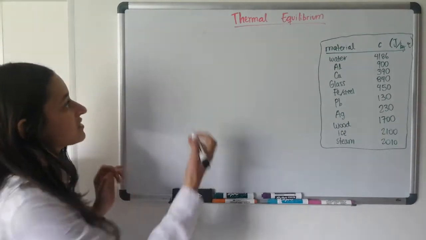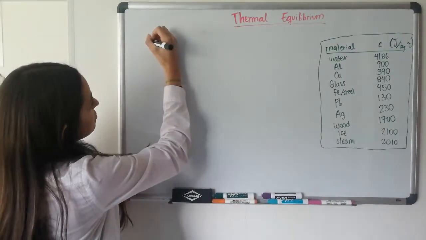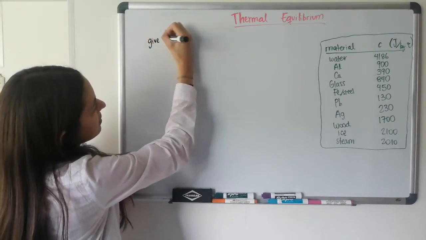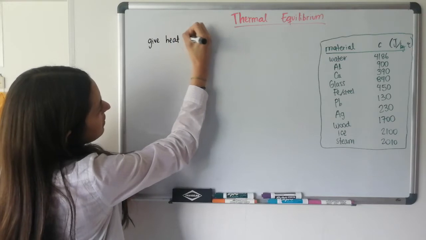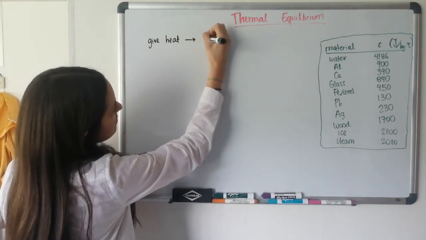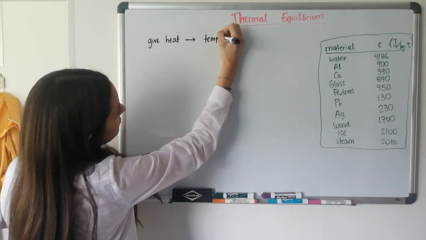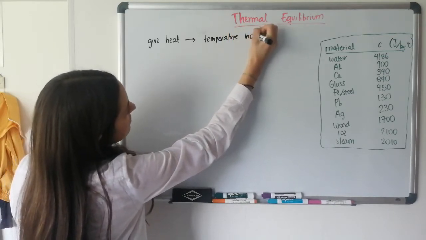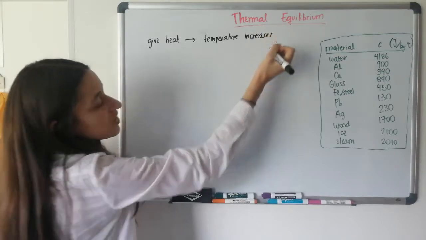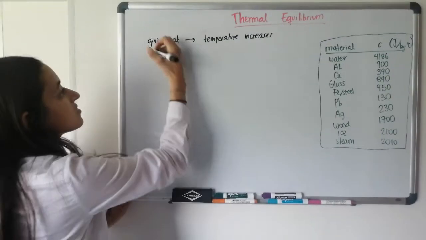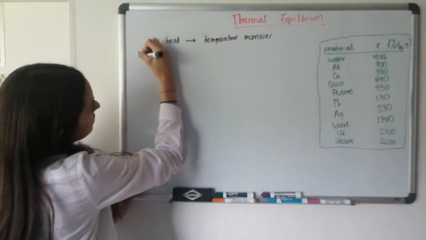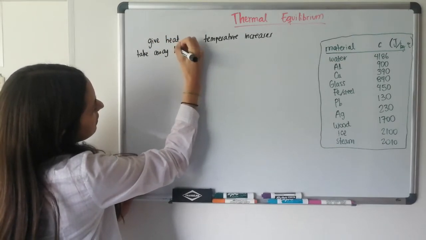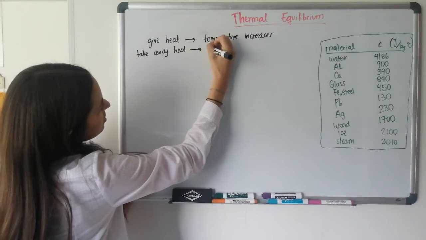So what we know is that if you put heat into something, so you give heat to a substance, that means that its temperature increases. And the same thing happens if you take away heat from a substance. So if you take away heat, its temperature decreases.